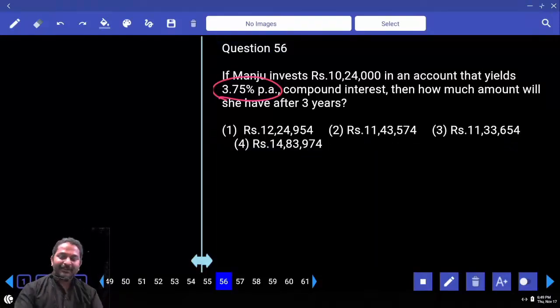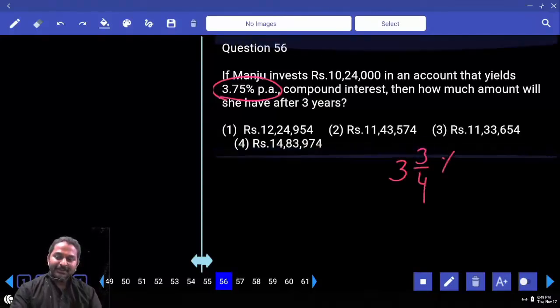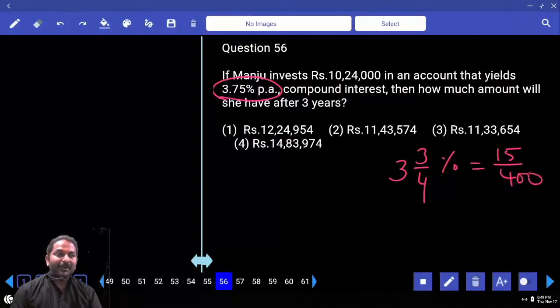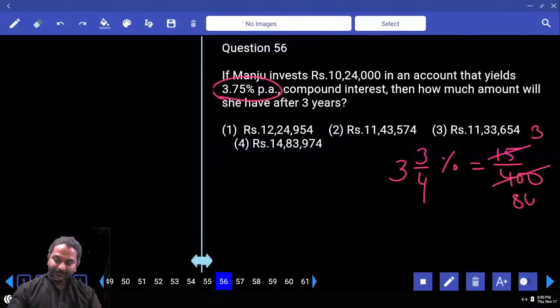3.75. I don't like that. Can I write it as 3 by 4? Can we write it as 15 by 400? Simplified form, cancellation with 5, we get 3. So what is the rate of interest in fractional form?